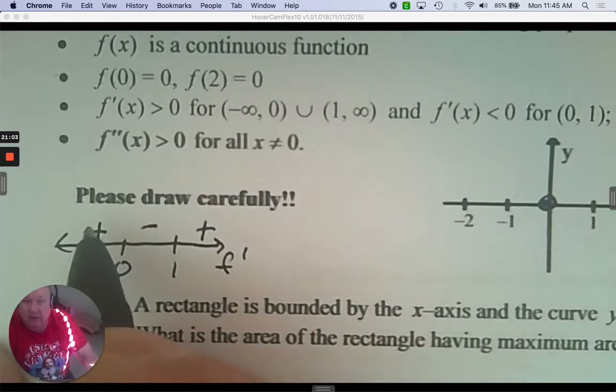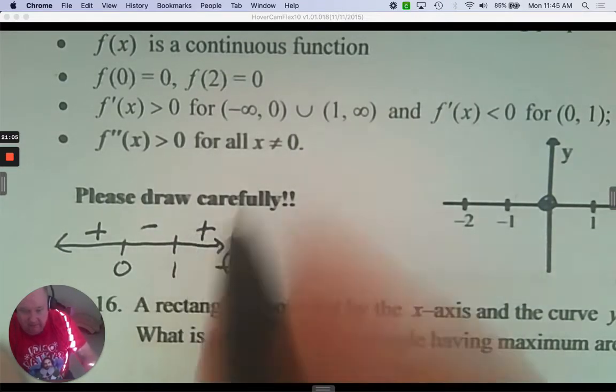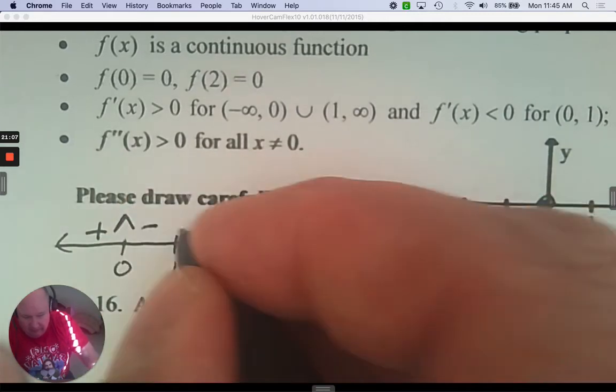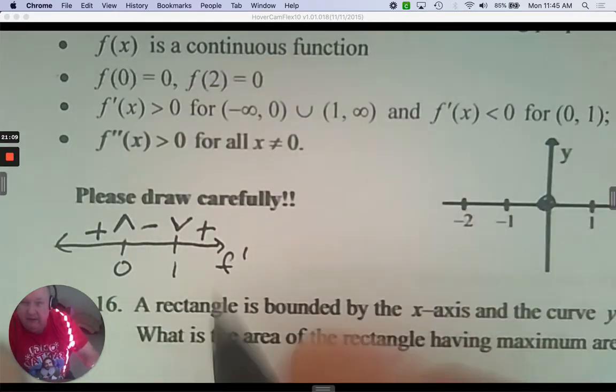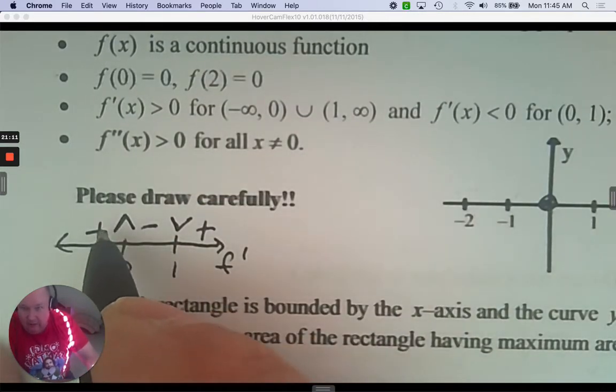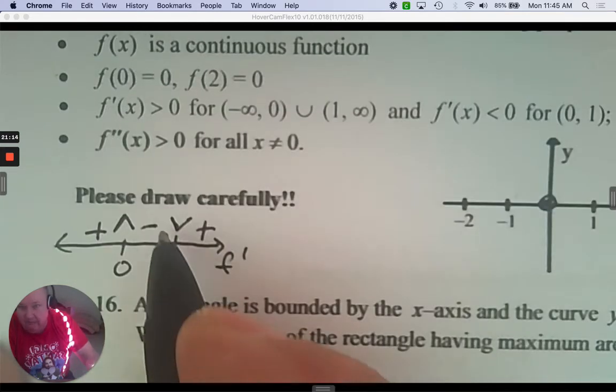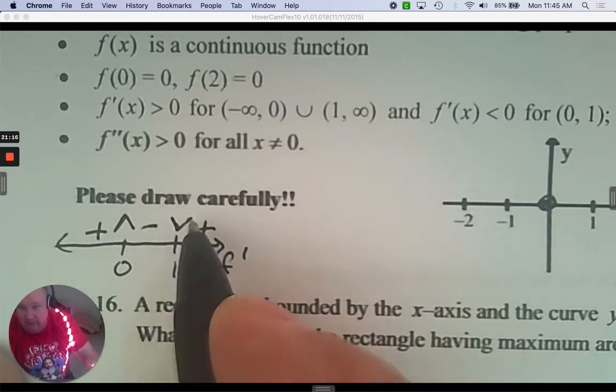And I just found increasing and decreasing. And at 0, we created a maximum. And at positive 1, we have a minimum. So positive to negative creates a maximum. Negative to positive creates a minimum.